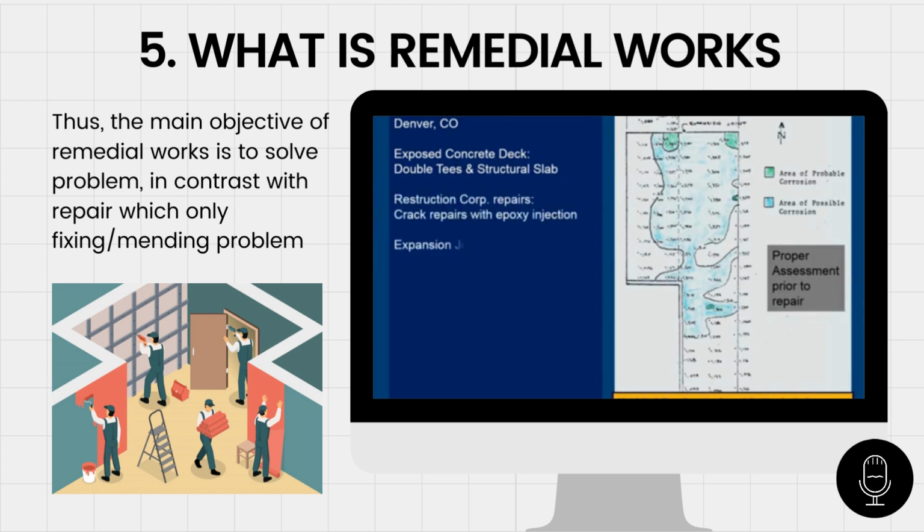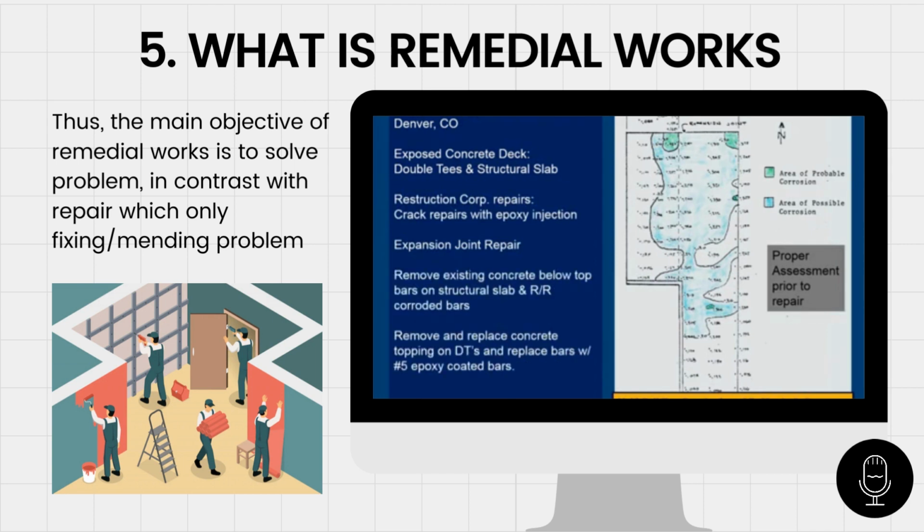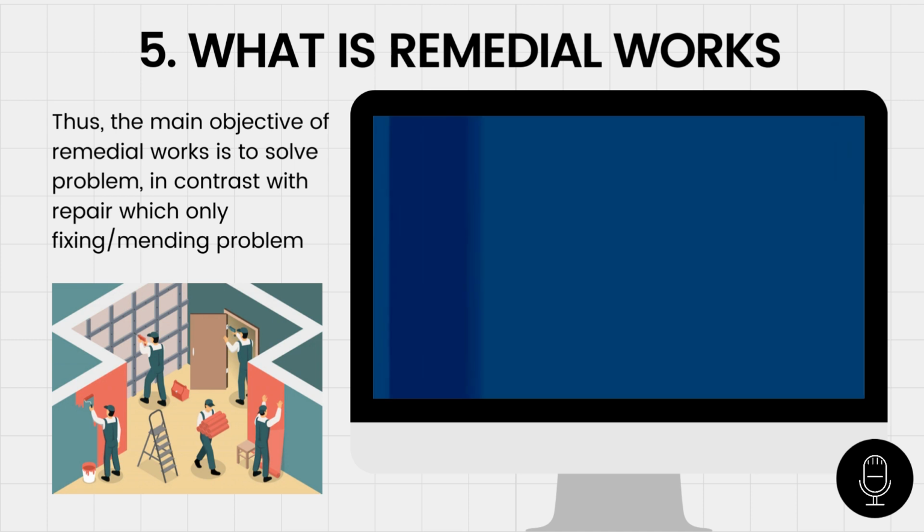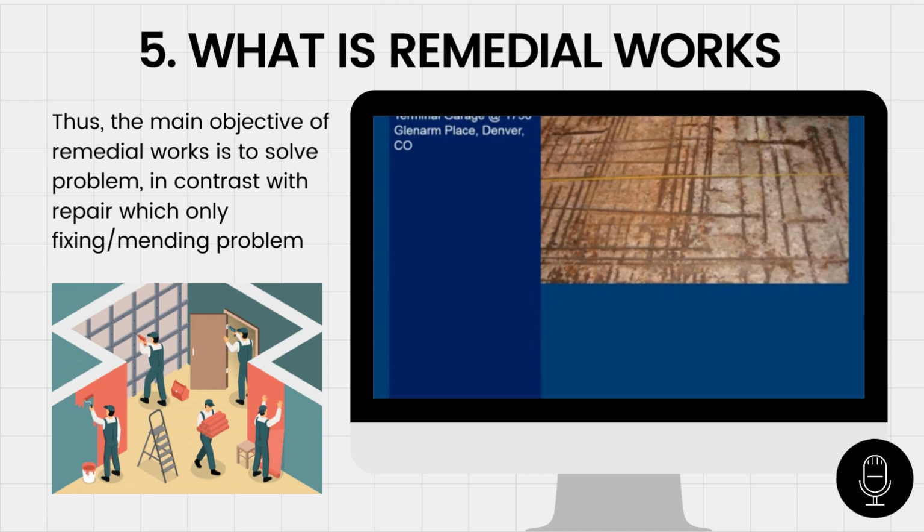Exposed concrete deck, double T's and structural slab, Restruction did the repairs. Repairs consisted of epoxy injection, expansion joint repair, removing and replacing concrete above the structural slab for some of the corroded reinforcing, and removing and replacing concrete and adding reinforcing bars, with epoxy coated bars over the double T's. Like I said, this is more the typical type of repair.